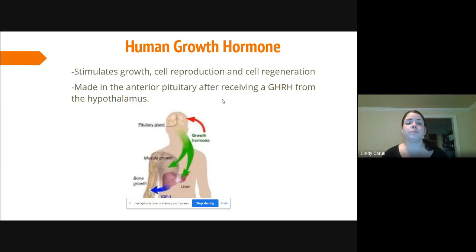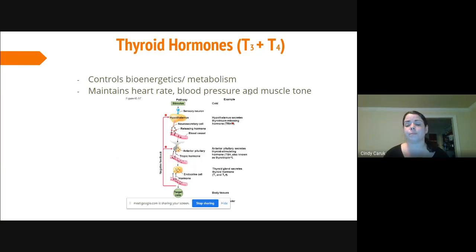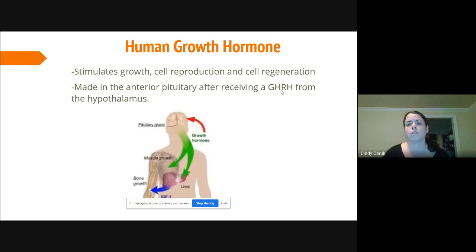Human growth hormone is made in your anterior pituitary gland. It actually receives a message from the hypothalamus, growth hormone releasing hormone, and that is going to act on that anterior pituitary gland to release human growth hormone. So it causes muscle growth, it's going to cause bone growth.